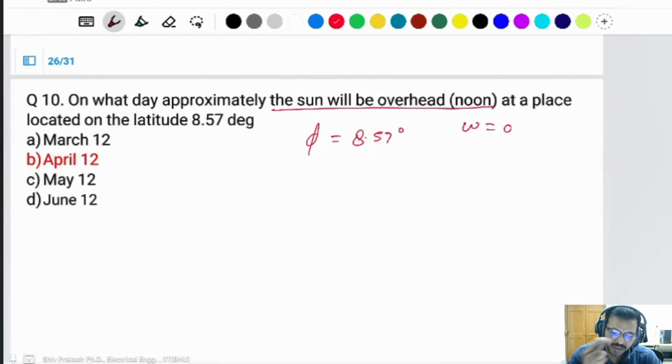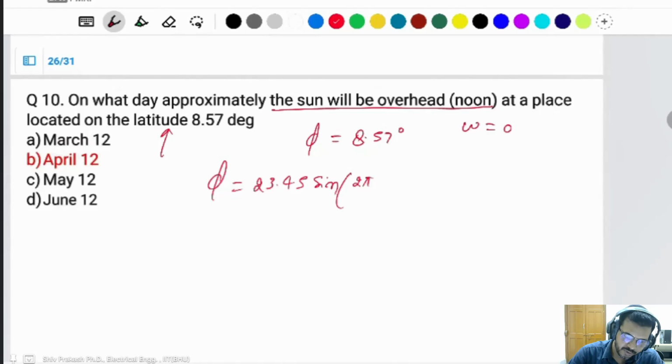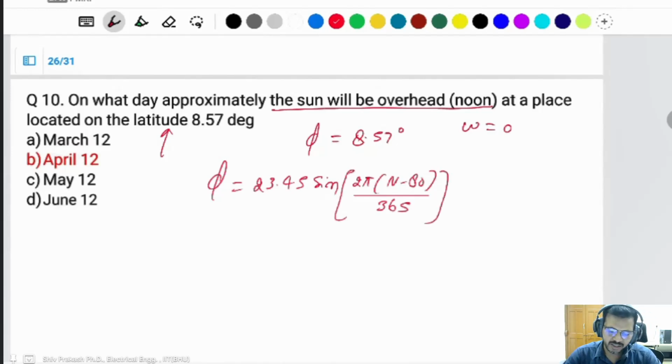Yeah, the latitude angle we can simply calculate from the formula. The latitude angle phi is 23.45 sin of 2 pi over 365 times (n minus 80), because no other information is given. Then you can simply calculate the latitude angle from this formula. The maximum will be at sine of 90 degrees, which gives 23.45.